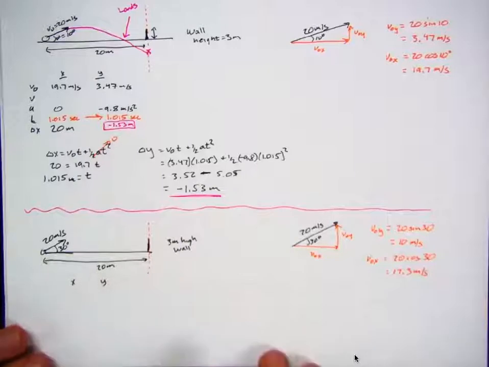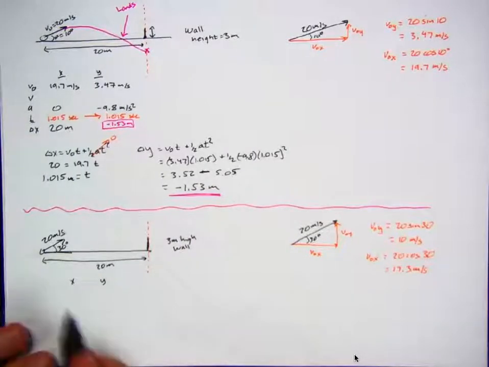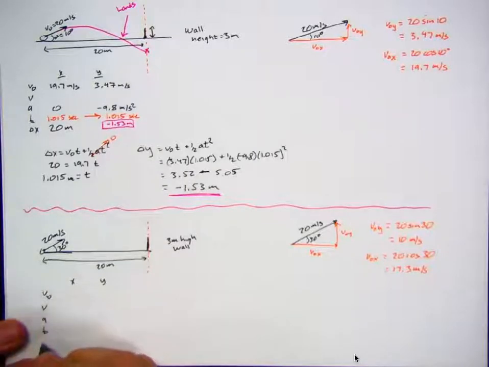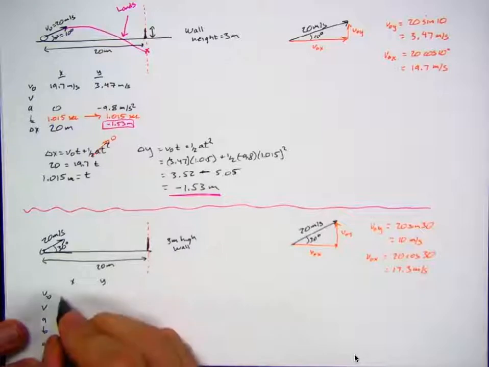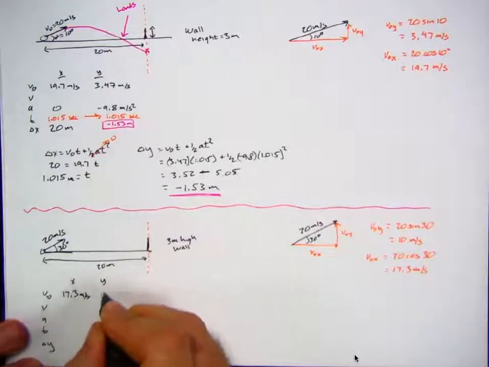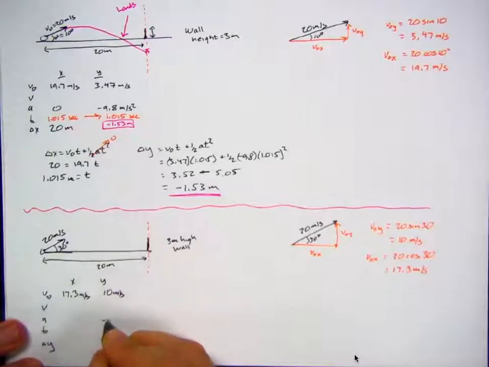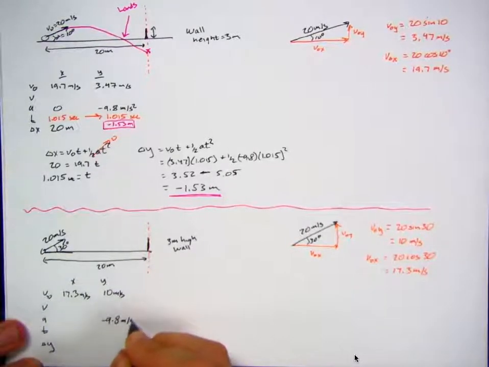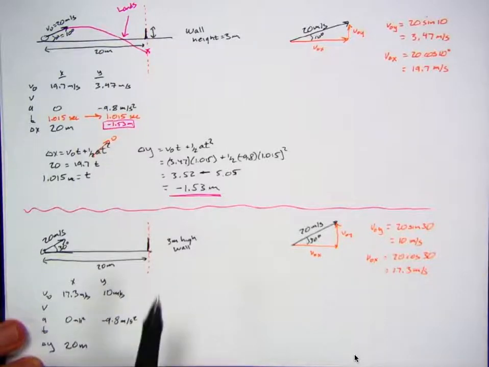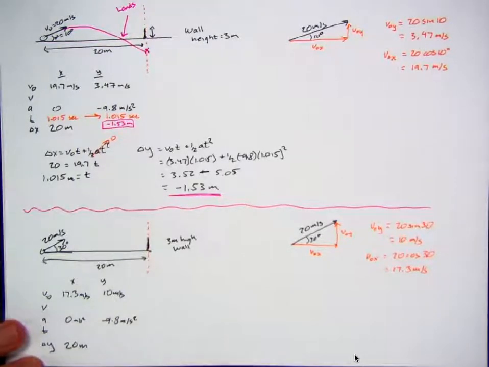So notice I'm really just doing the same problem, and we're going to see if it changes by making this steeper. We can still see all that. So in the x direction, 17.3 meters per second, 0 meters per second squared; in the y direction, 10 meters per second, negative 9.8 meters per second squared. And again, I'm going to look for what happens at 20 meters. I'm still looking for this 20-meter line. How much time does it take to get there?